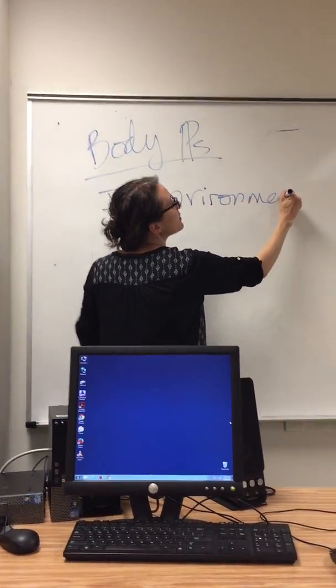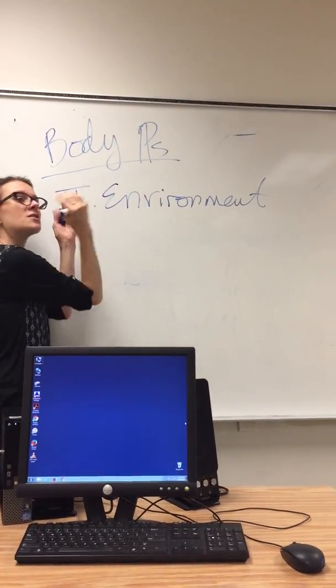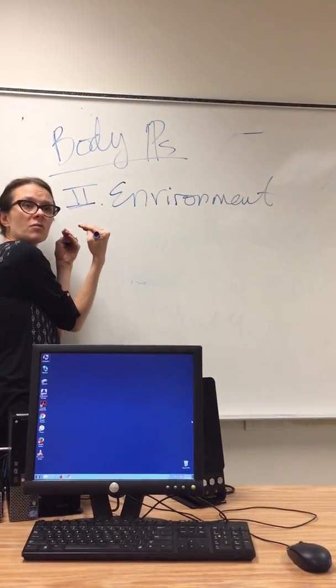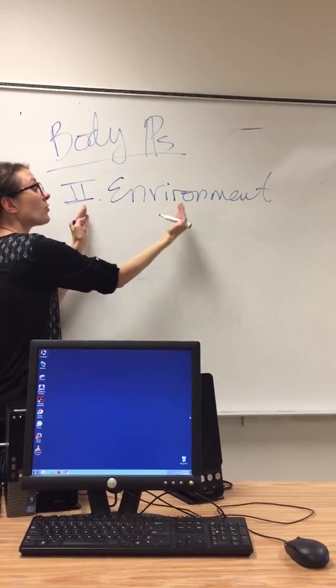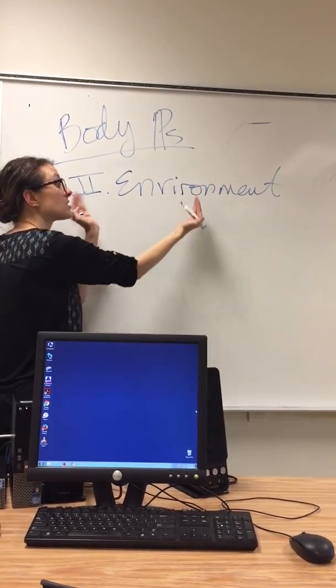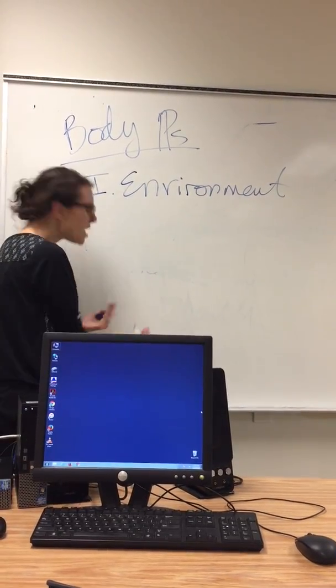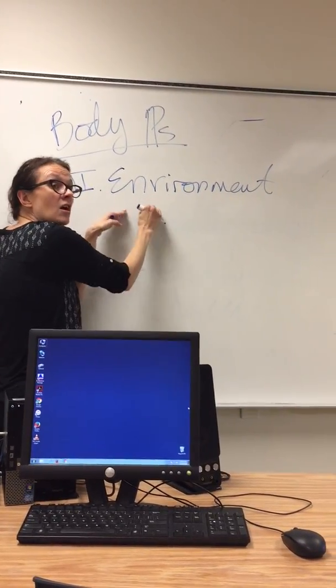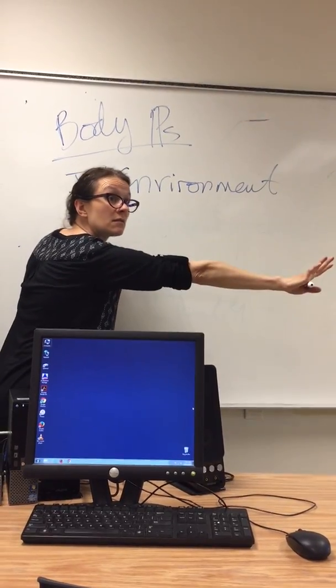So here we have environment. You just put it there, and remember, an outline's just for you, so you stay on topic. Are we in this paragraph going to mention food? No. Are we going to talk about family structure? No. Nothing off topic, because then it's a new paragraph.